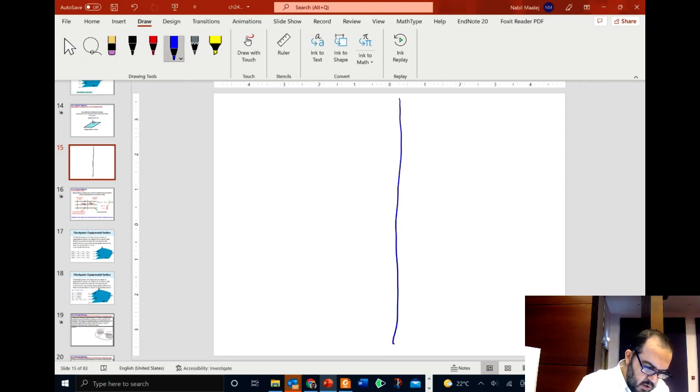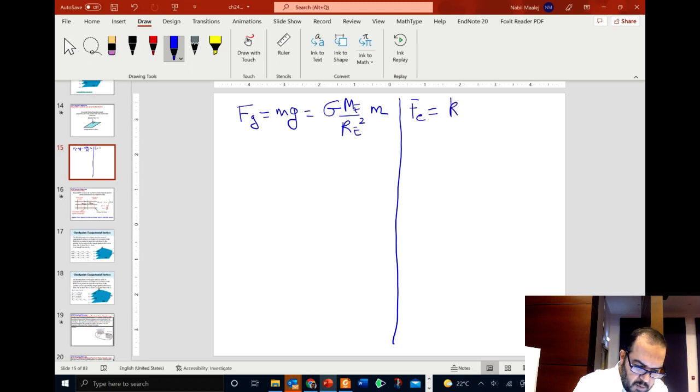You studied in physics 122 or 121 that the gravitational force is equal to mg. Really it is equal to the gravitational constant, capital G, times the mass of the Earth divided by the radius of the Earth squared times the mass of an object. The electrostatic force, we said, is equal to Coulomb's constant, K, times Q1, Q2, divided by the distance squared.